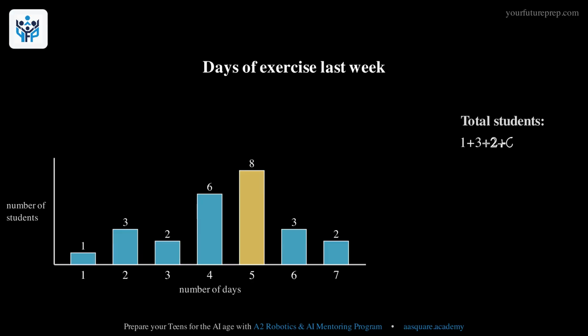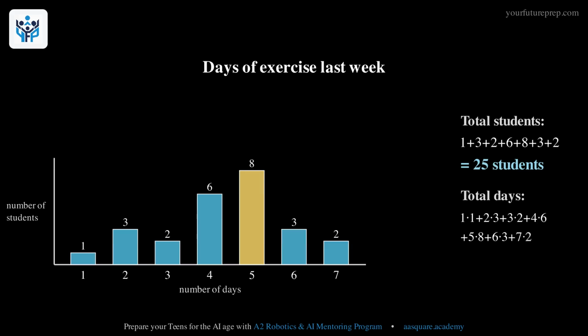To find the mean, we need 2 totals. First, the total number of students. Adding the bar heights: 1 plus 3 plus 2 plus 6 plus 8 plus 3 plus 2 gives 25 students in all.